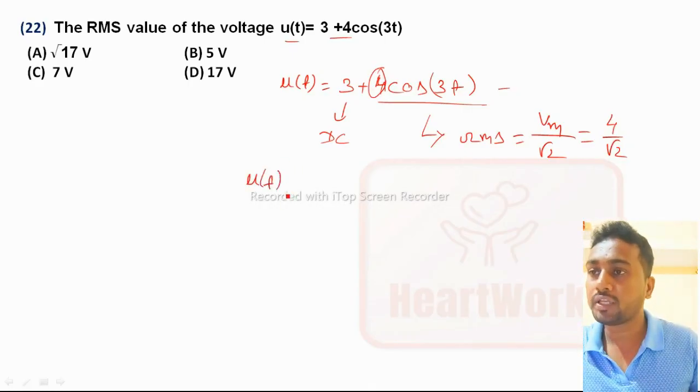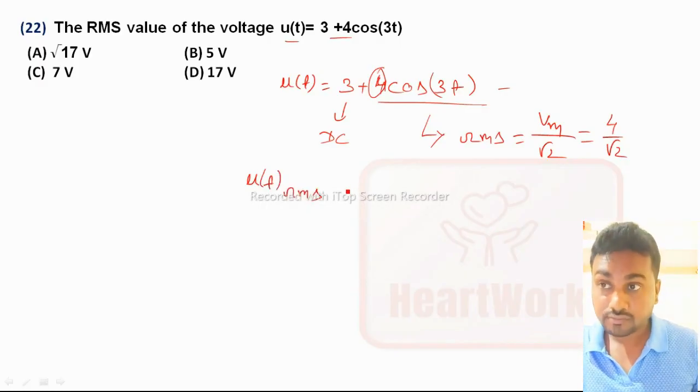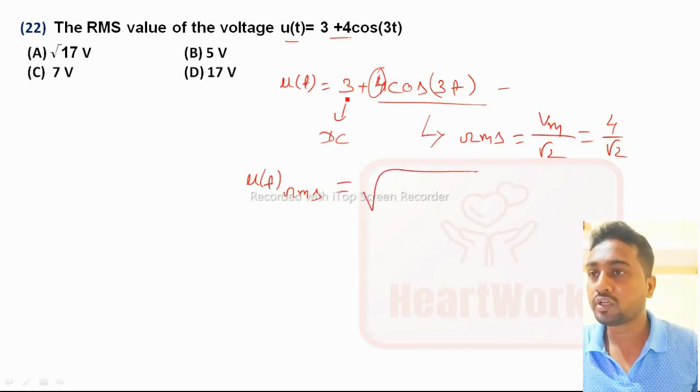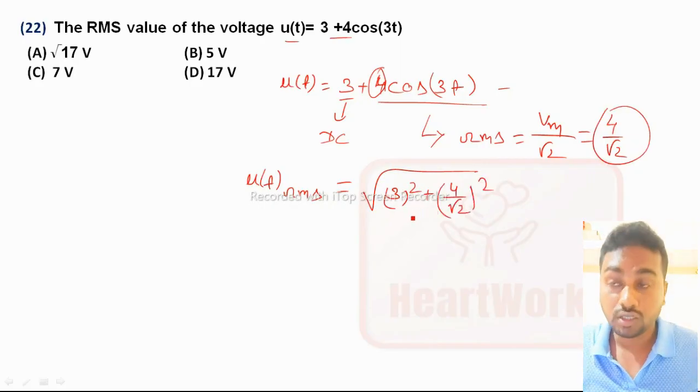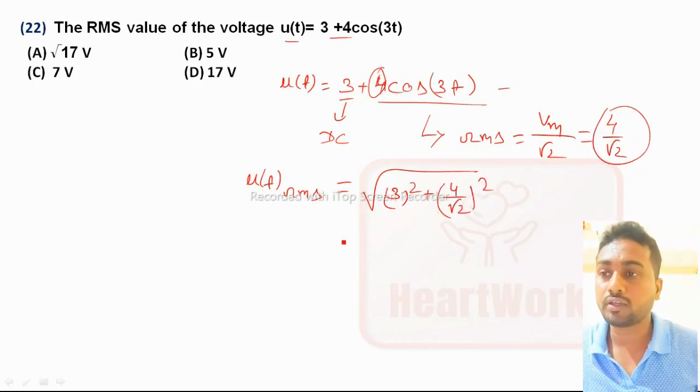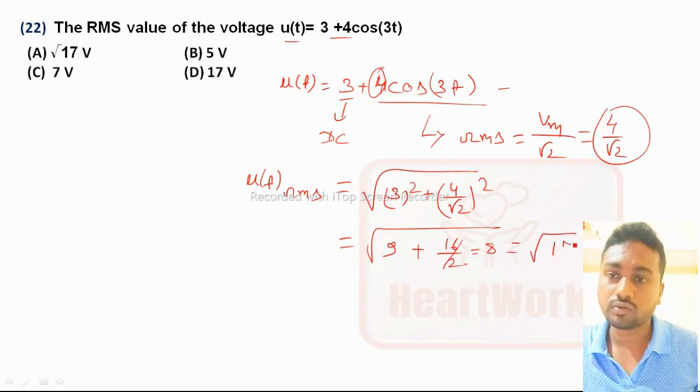Now for the RMS value of y of t, the formula is the square root of 3 squared plus (4 by root 2) squared. We take the square root of the sum of squares of magnitudes. So 3 squared is 9, plus 16 by 2, which is 8. So 9 plus 8 equals root 17. Root 17 volt is our answer, option A.